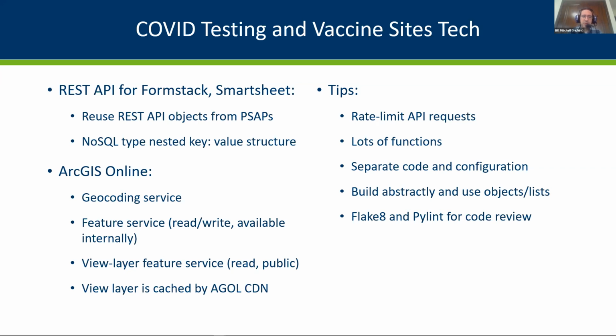And again, we had a feature service that was read-write, which is available internally, and then used view layers that are read-only for public access. And that view layer is cached by the ArcGIS Online content distribution network. Some of the things that made this happen is that we rate limited our API requests so that we aren't hitting either our data sources or the ArcGIS Online functionality too hard. Splitting everything up into smaller functions, again, keeping code and configuration separate.